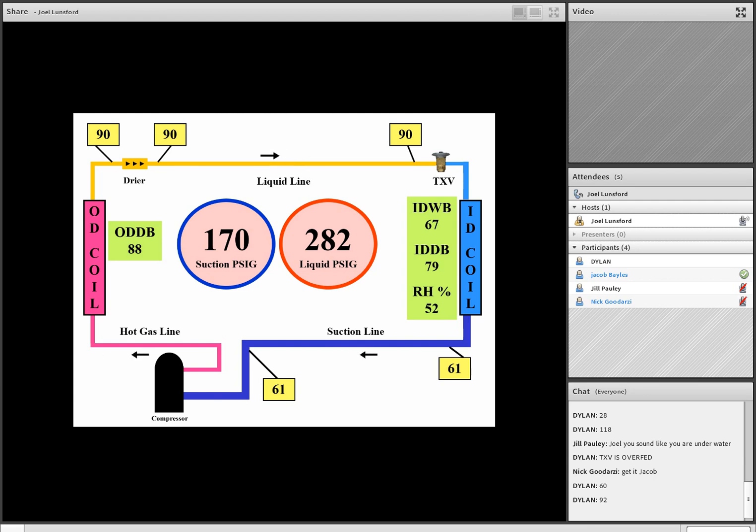The superheat is low on the indoor coil, and so we have low superheat. Suction pressure is elevated. Normal is going to be about 130, 135, something like that on 410A. So suction pressure is high. Liquid pressure is low. It should be 320, 350, somewhere in that range. So suction pressure is high, liquid pressure is low. Subcooling is low. Superheat is low. So I've got a starved condenser, a flooded evaporator. Suction pressure is high, liquid pressure is low. What's your diagnosis?